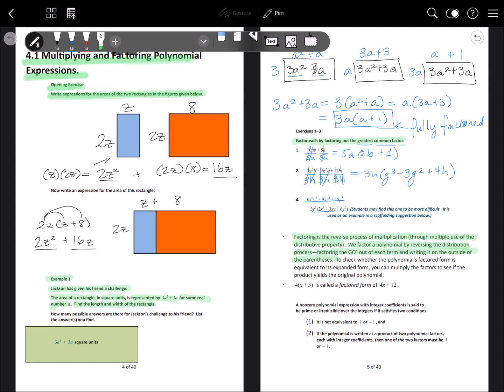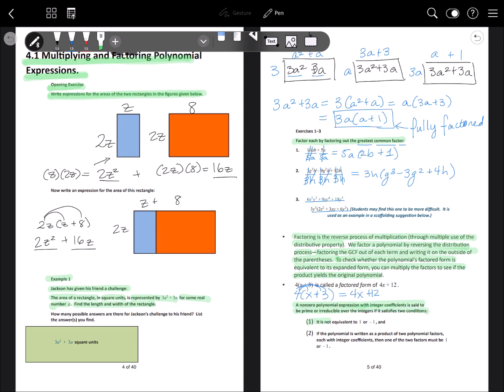Factoring is the reverse process of multiplication. We factor a polynomial by reversing the distribution problem, factoring out the GCF of each term and writing it on the outside of the parentheses. To check whether the polynomial's factored form is equivalent to the expanded or multiplied form, you can multiply the factors to see if the product yields the original polynomial. Like, for example, 4 times quantity x plus 3, if I distribute it, is 4x plus 12. So we would say that it is the factored form of 4x plus 12.